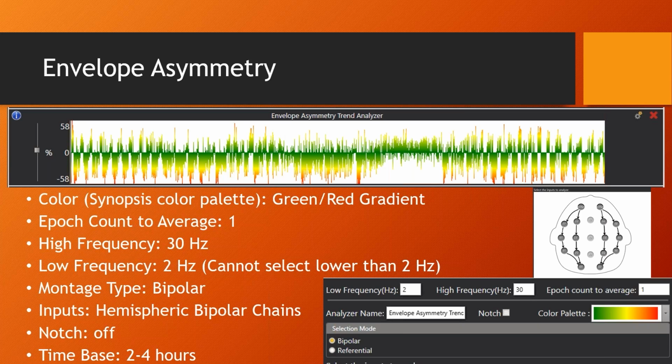Things that we can adjust in the envelope asymmetry are primarily the same things that we adjust in the envelope trend. The difference here being if I select FP1 to F7, it's automatically going to add FP2 to F8. F7 to T3, it's automatically going to add F8 to T4. So you can adjust those and it will match them as you go. You can change your frequency range, you can change your color palette, etc.